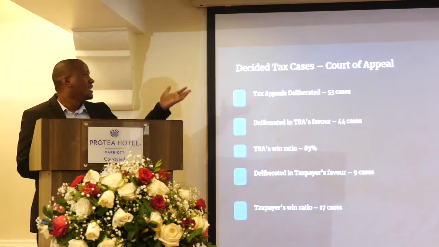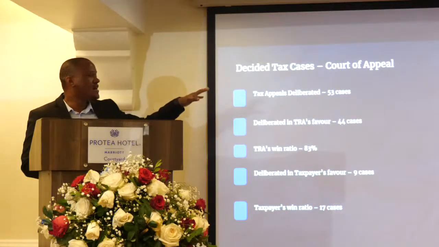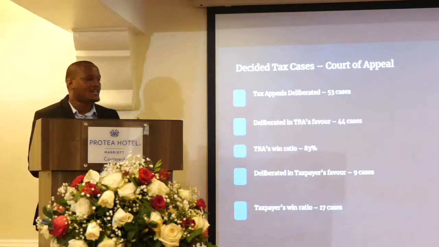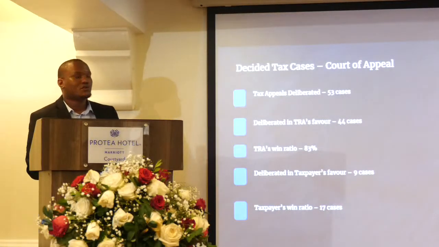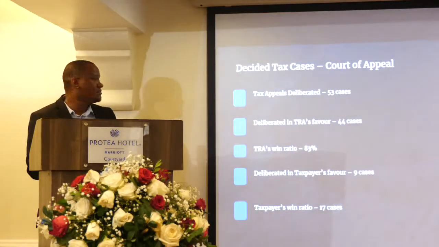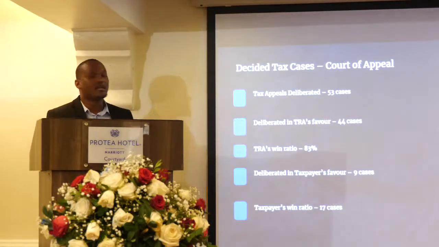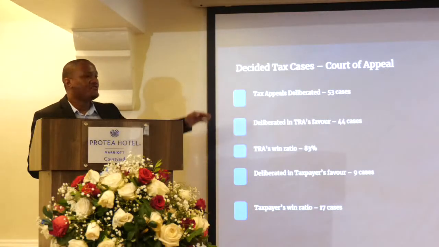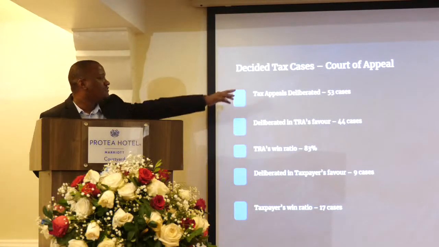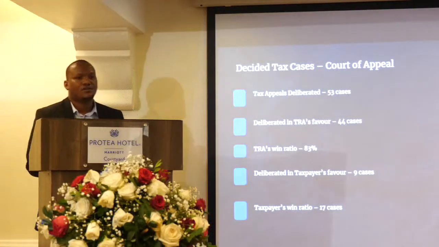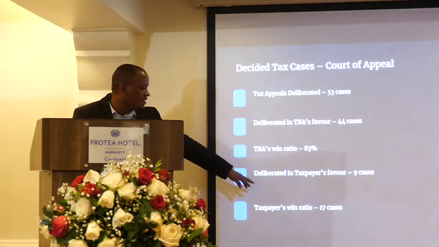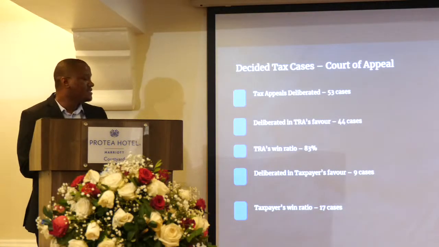Now coming to the last issue, which is just a very high-level review of the decided tax cases. In the prior year, that is 2025, there was a total of 53 cases that were brought before the Court of Appeal for determination. Out of those, 44 cases were decided in TRA's favor. That means in terms of winning ratio, TRA had a winning ratio of 83%. While out of 53 cases, only 9 cases were determined in favor of the taxpayer. What does that mean? It means the taxpayer has only a winning ratio of, I think, 17%.